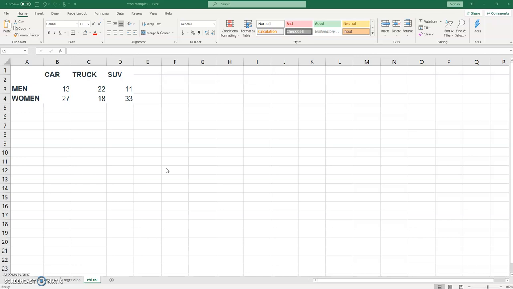So this is one where there's not an automatic option to do this. So we need to understand how the math works and go through some of the processes. Luckily, it's not that difficult.